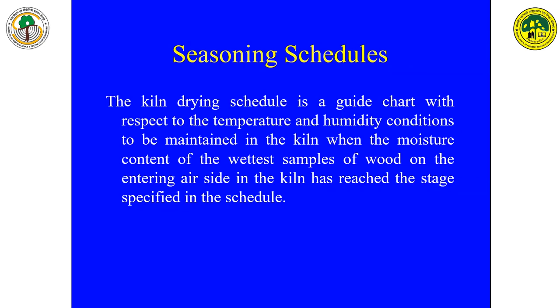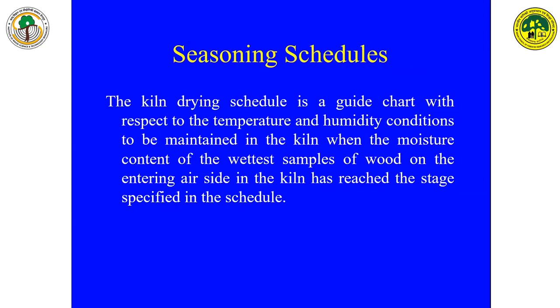Then schedules 3 and 4 are a little bit longer as compared to schedules 1 and 2, and teak and sesame can be seasoned by using either schedule 3 or 4, and they take some 12 to 15 days to season a 1 inch thick plank of these woods to a desirable moisture content of 12 to 8%.